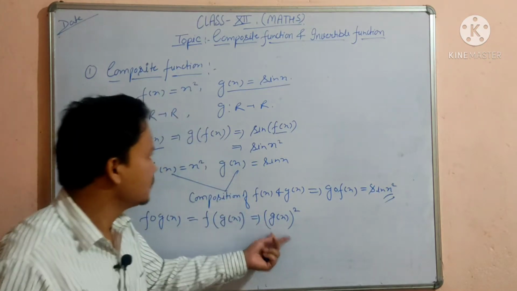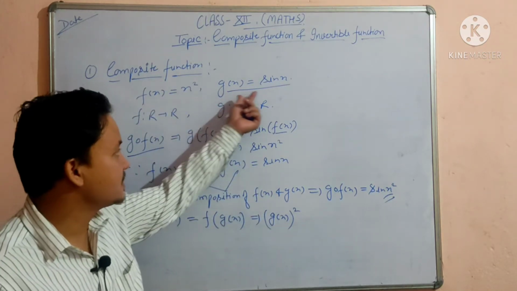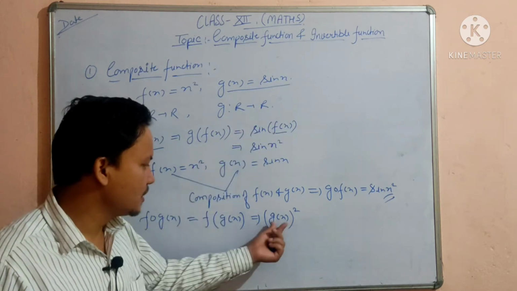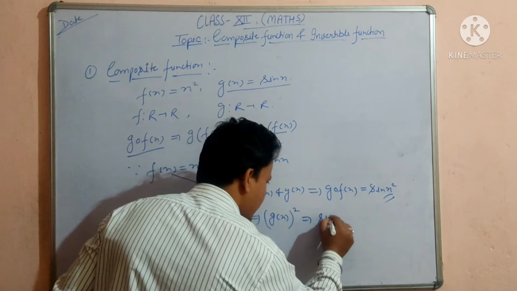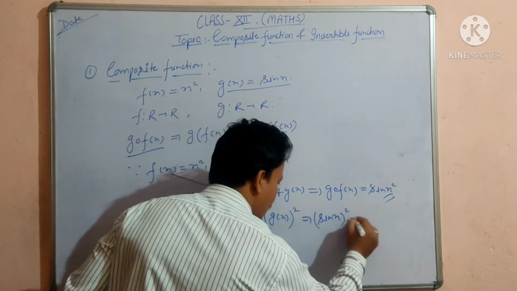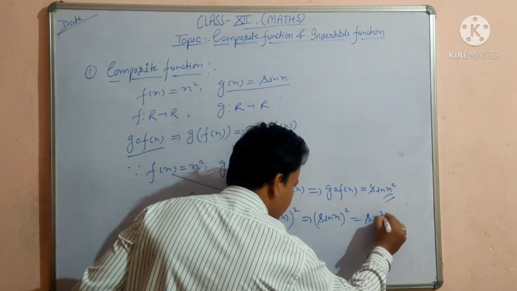Now see, what is the value of g(x)? The value of g(x) is sin x. So g(x) whole square means sin x whole square. This can be written as (sin x) whole square, or we can write it like sin square x.